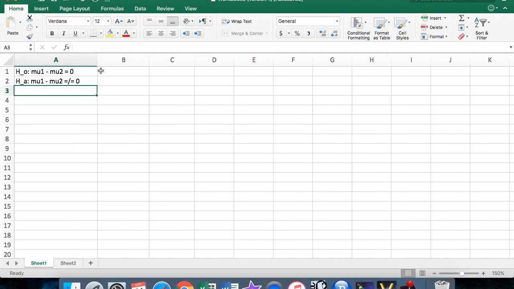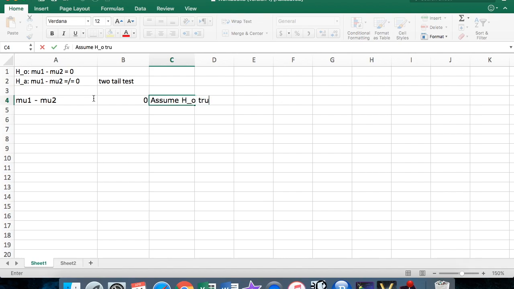Okay, so this is a two-tailed test. After all the homework you guys are doing this weekend, you should be all right with this stuff. This is stuff we just finished. So what is the difference between our means? Mu1 minus mu2. It is 0. And why? Because we assume the null hypothesis is true. So we assume it's true.